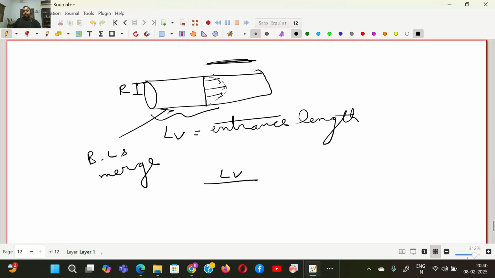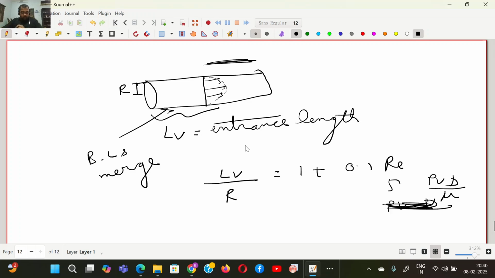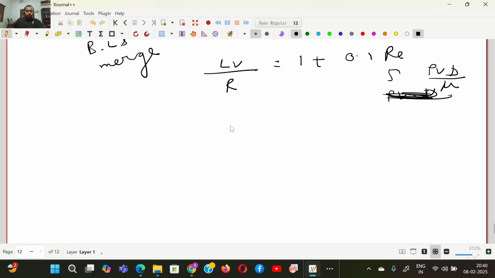There are some correlations like L_v by R is equal to 1 plus 0.1 Reynolds number, where Reynolds number is just rho V D by mu. So from there you can find the entrance length.